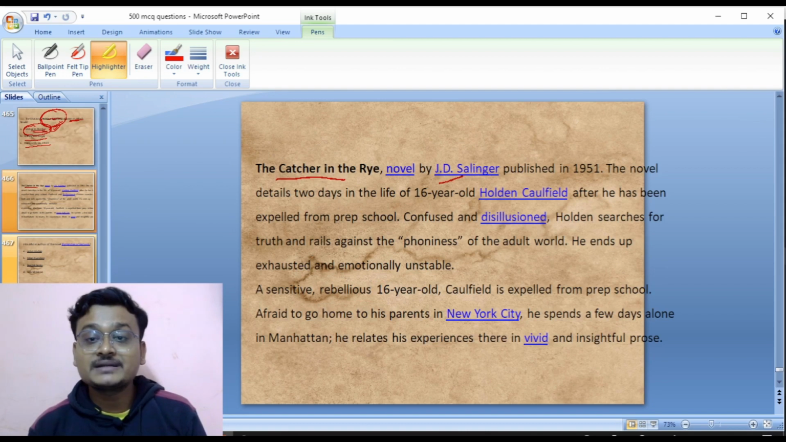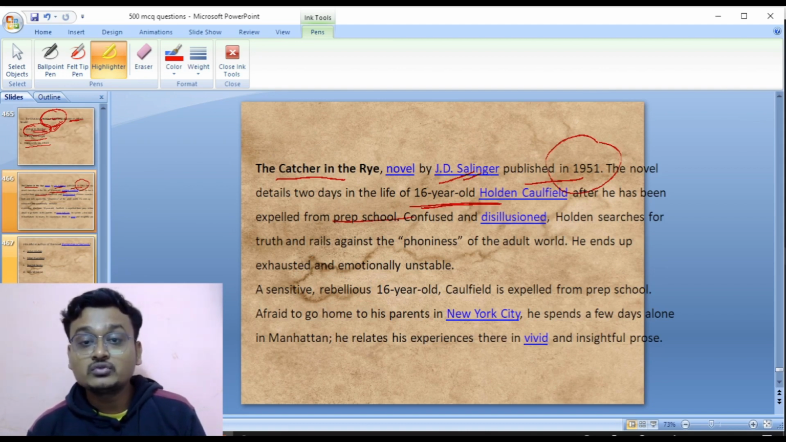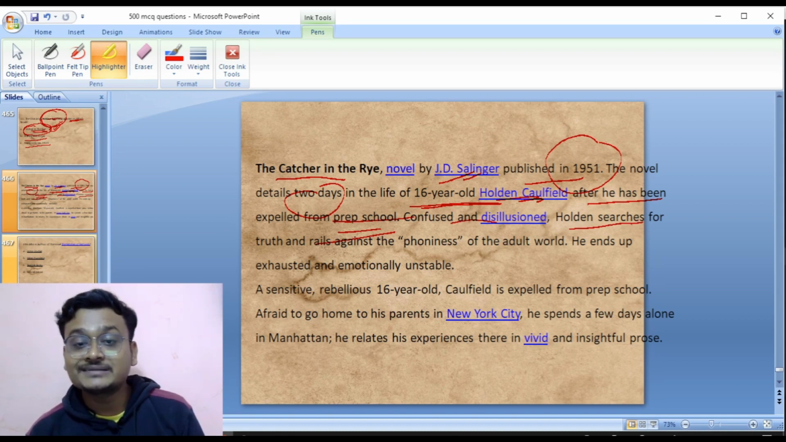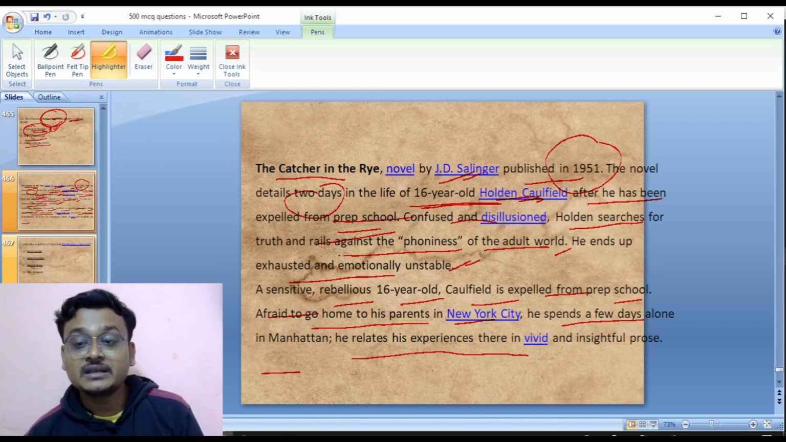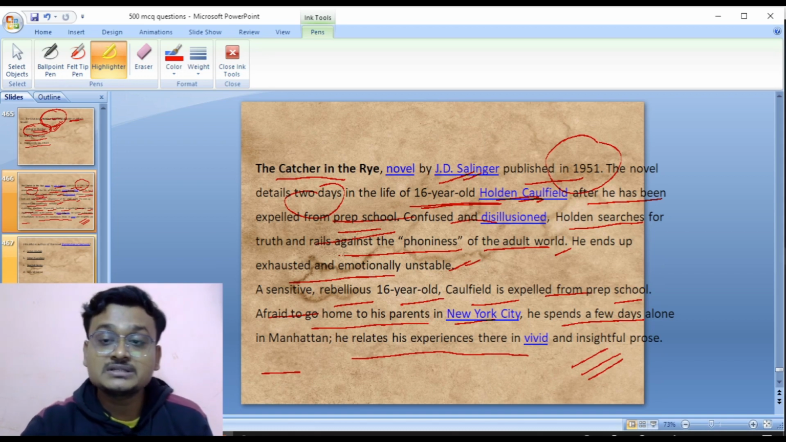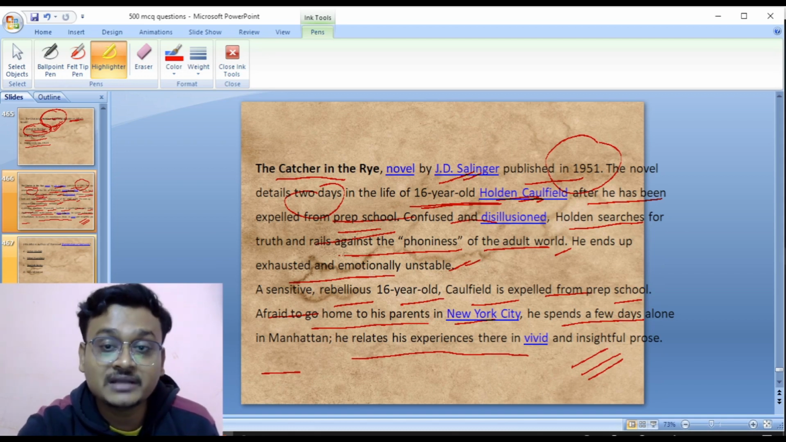The Catcher in the Rye is a novel by J.D. Salinger, published in 1951. The novel details two days in the life of 16-year-old Holden Caulfield after he has been expelled from prep school. Confused and disillusioned, Holden searches for truth and rails against the phoniness of the adult world. He ends up exhausted and emotionally unstable. After leaving school, before going home to his parents, he spends a few days alone in Manhattan. He relates his experience in vivid, insightful prose. So Holden Caulfield is the protagonist of The Catcher in the Rye, written by J.D. Salinger.